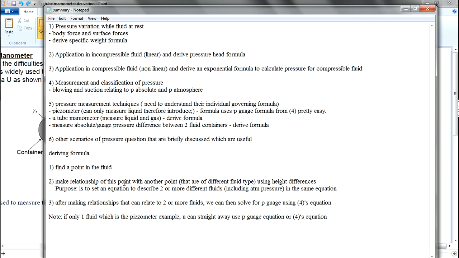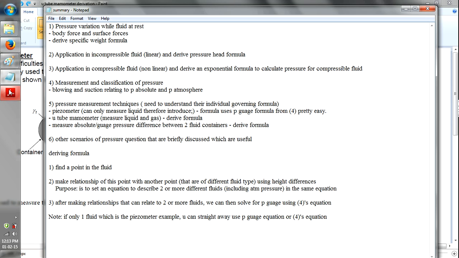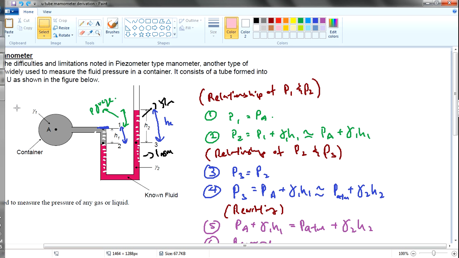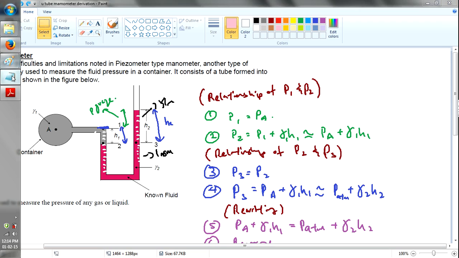The complicated things come in when you have different fluids and different heights. So make a relationship of our point over here with other points, maybe P2, P3. This is the contact point between our known fluid and our unknown fluid, and this is point three. I think you get what I mean.